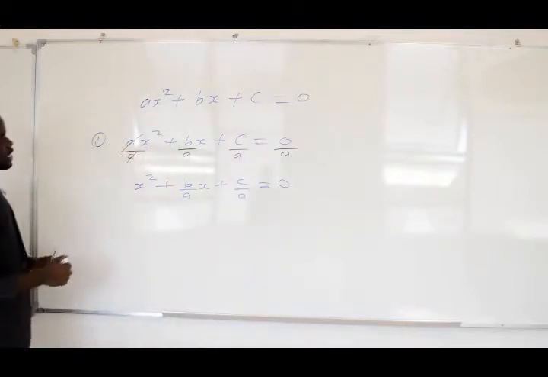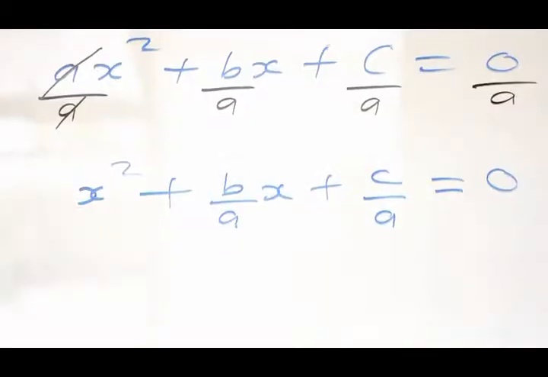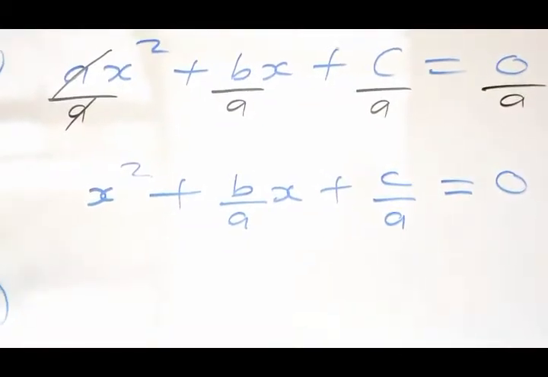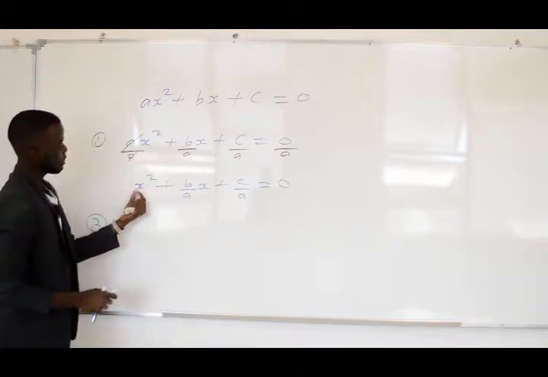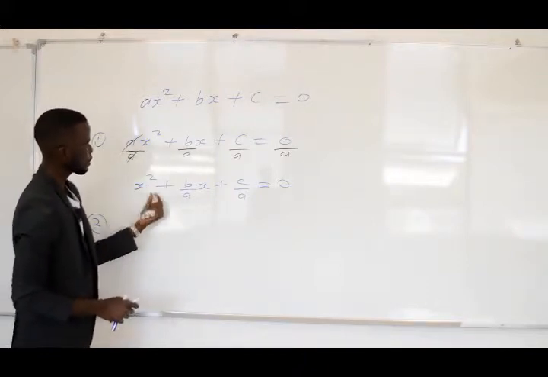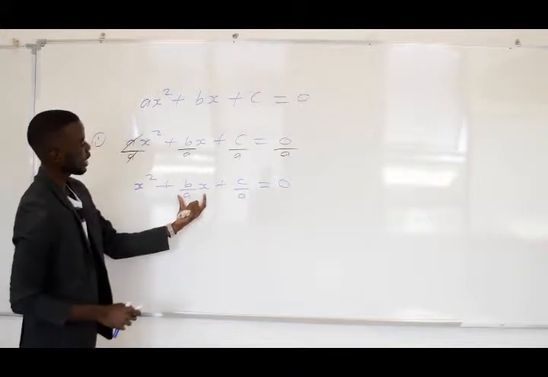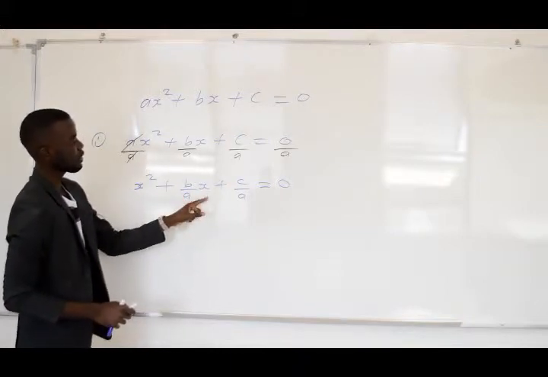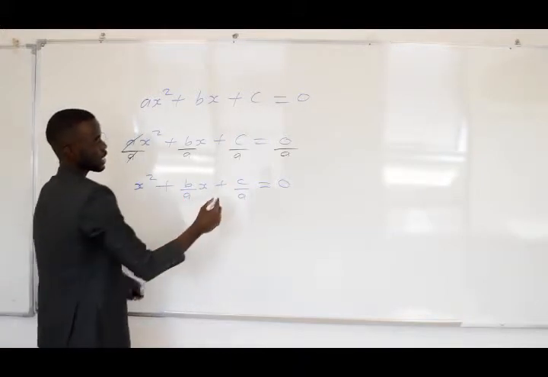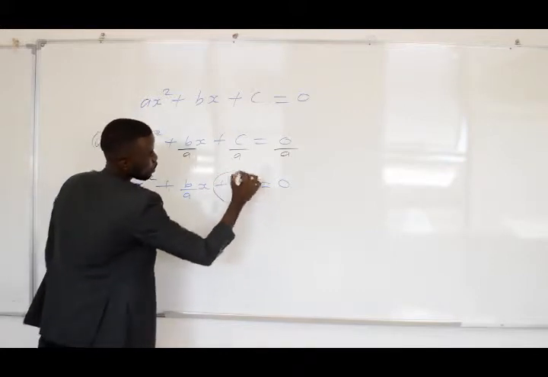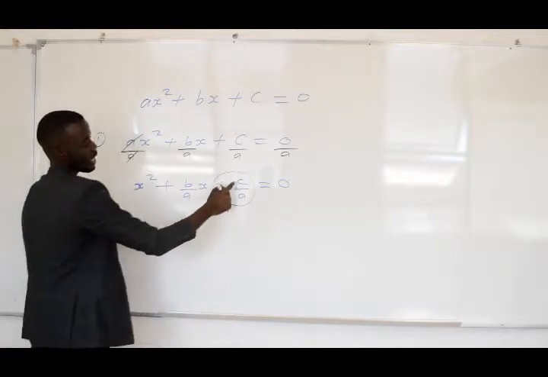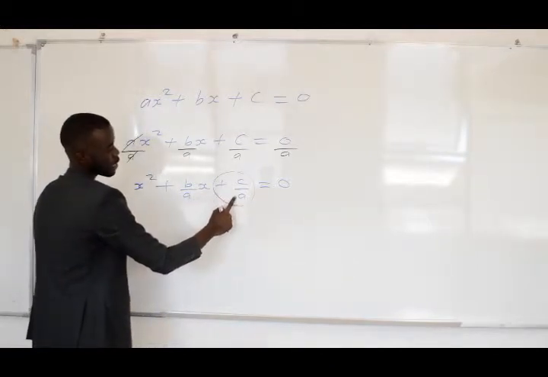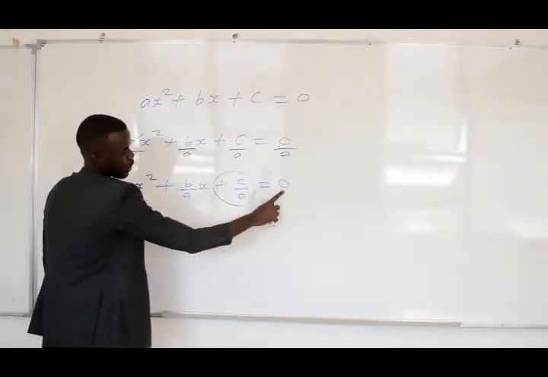Now when you are done with step 1, what would be the second step? The second step: you know that x squared is not a constant because we have x here. We also have b upon a x, which is not a constant because we have x. Now we need to concentrate on this part which we call the constant. We need to collect the right terms. We know that c upon a is a constant value. Even 0 is a constant value.